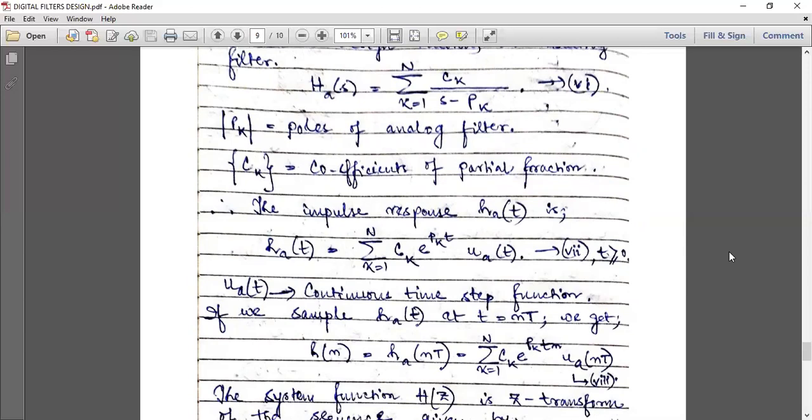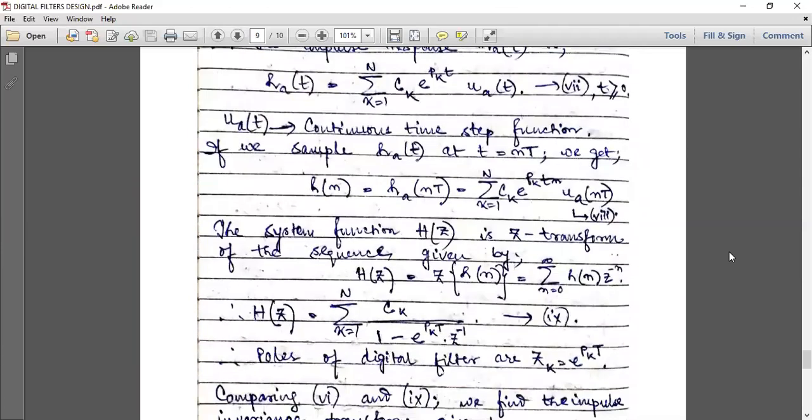then what will the expression of h_a(t), that is equation 7, turn out to be? It will be h(n), which will be equal to h_a(nT), and that will be equal to summation of k equal to 1 to N of C_k e to the power P_k nT into u_a(nT). I have written it as Tn because I forgot to write n.